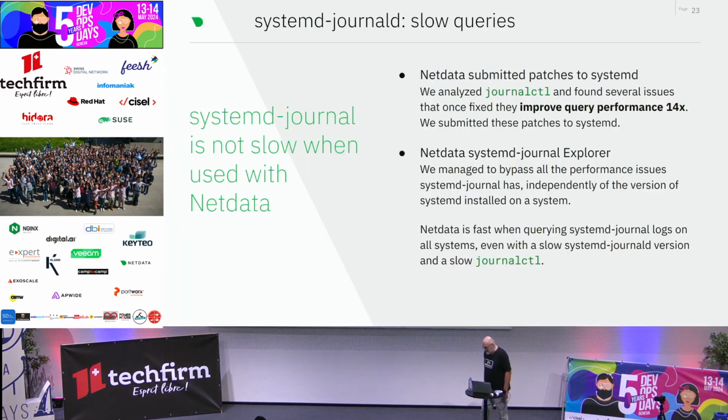So the first thing is that we realized that queries were slow. But this was not by design. It was implementation glitches. So we did the same work we do with Netdata, and we analyzed the performance of journalctl. And we found little fixes. It was easy, little fixes, but they improved performance 14 times. So we submitted patches to systemd. We pinpointed the problem to them with patches, with code, for them to fix it.